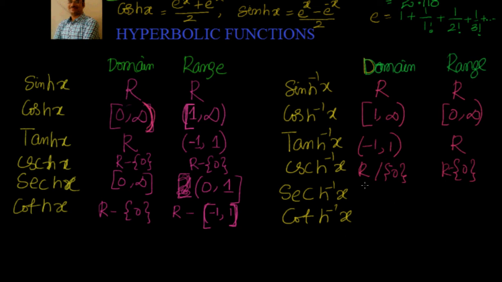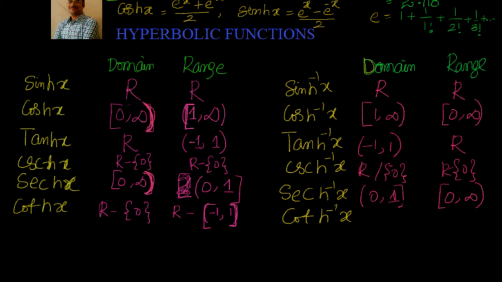Coth inverse x. Coth x is simple. Just go ahead with the reverse of that. So it will be R other than minus 1 to 1 and R other than 0. So that is how inverse hyperbolic functions look like.